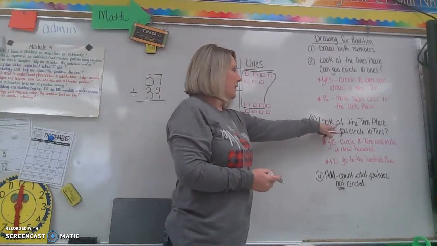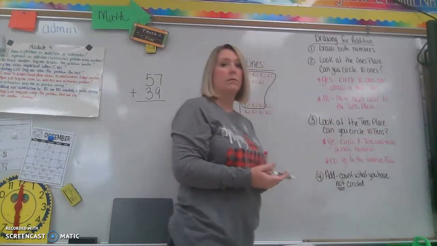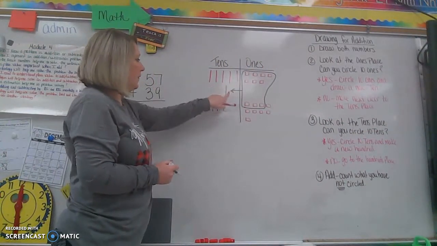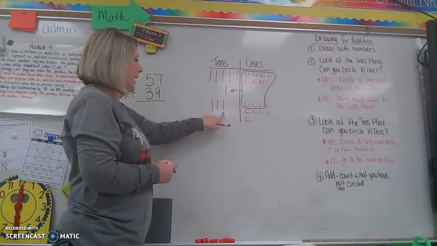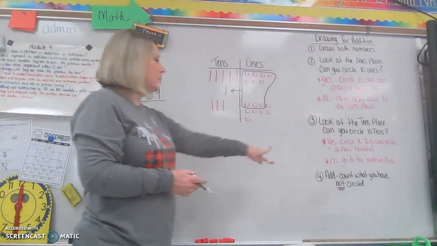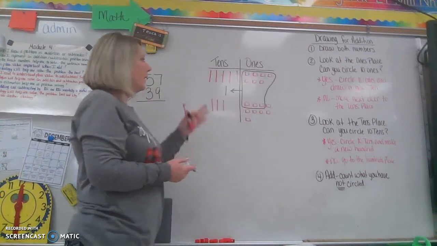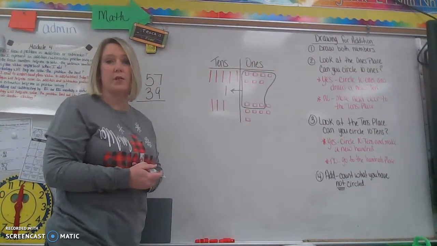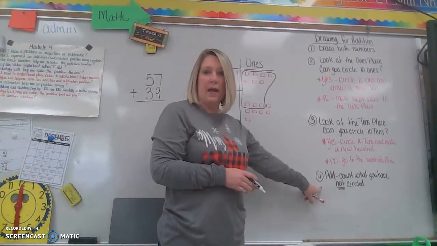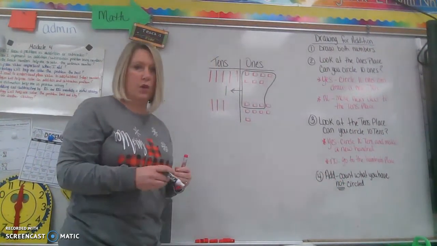Step 3 says to look at the tens place. Can you circle 10 tens? Well, let's see. 1, 2, 3, 4, 5, 6, 7, 8, 9. So no, we cannot circle 10 tens. Since we said no, go to the hundreds place. Well, for this problem, we don't have a hundreds place, so we're done. In order to add and find your answer, all you have to do is count what you have not circled.